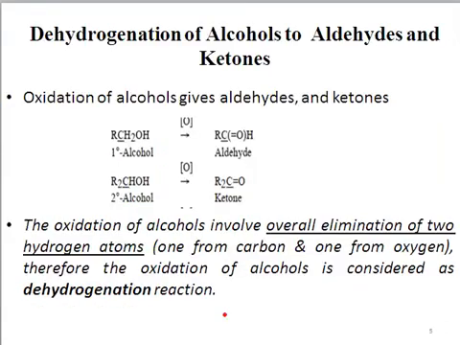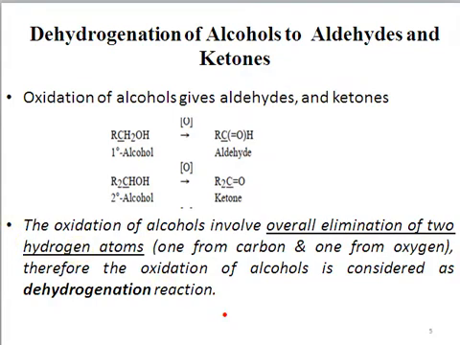So we'll see how we can convert alcohols to aldehydes and ketones by means of organic reagents. The oxidation of alcohols gives aldehydes and ketones. If we have a primary alcohol, we get the aldehyde, and if we have a secondary alcohol, we get the ketone. Overall, the oxidation reaction involves elimination of two hydrogen atoms. One hydrogen is lost from the carbon and one hydrogen is lost from the oxygen. As a result, we get a carbon-oxygen double bond, right? Since we are eliminating two hydrogen atoms, this is a type of dehydrogenation reaction and also a type of oxidation reaction.